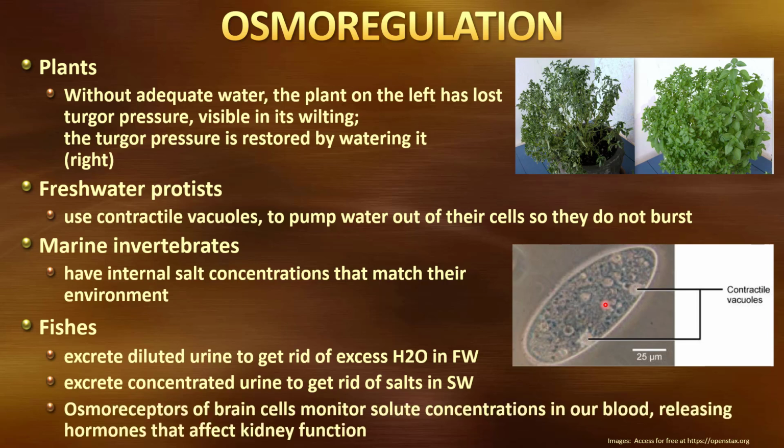And there's osmoreceptors in brain cells that monitor the salt concentration in the blood that then affects the function of the kidney. If these osmoreceptors tell us that the concentration of the blood is too high, there's too much salt or too much sugar, then what that would do is to tell the kidneys to conserve water. If the osmoreceptors indicate that there is a low solute concentration, then we might produce a more dilute urine to get rid of the excess water.